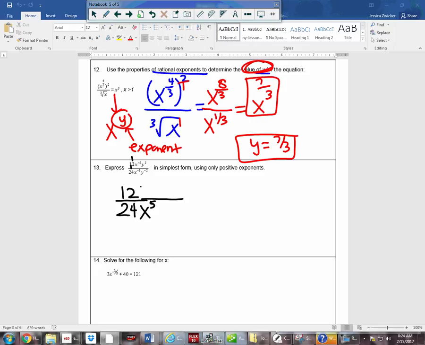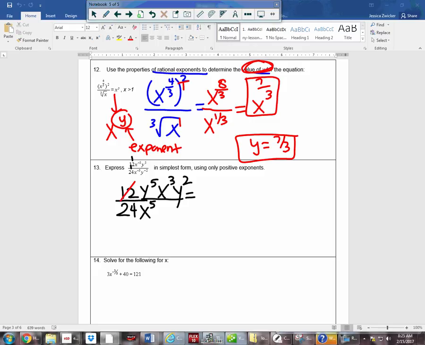Y to the 5th has a positive exponent. Leave it alone. In the denominator, x to the negative 3. I want to make that exponent positive, reciprocate, put it in the numerator. Y to the negative 2. Want to make that exponent positive, reciprocate, put it in the numerator. So what you're left with is 12 divided by 24.